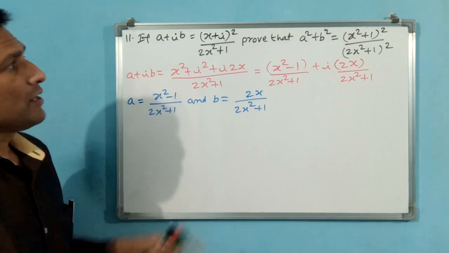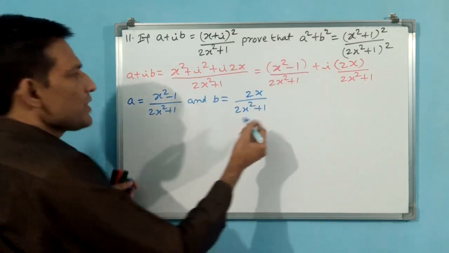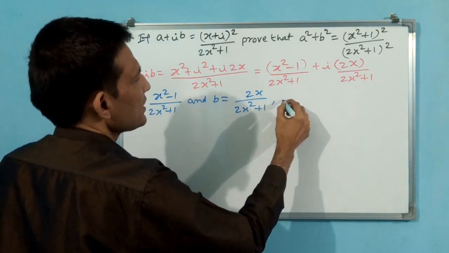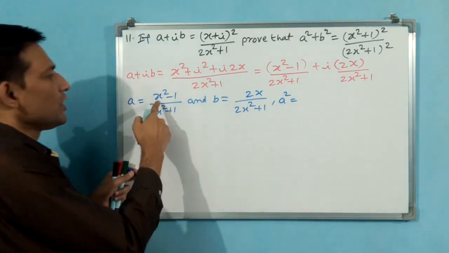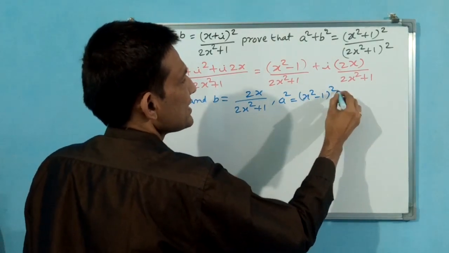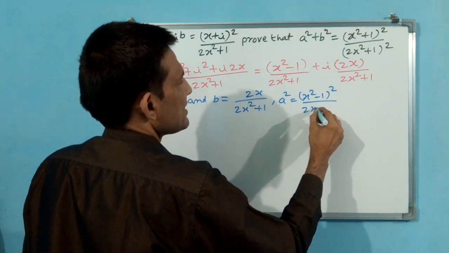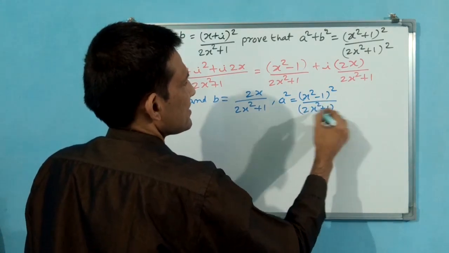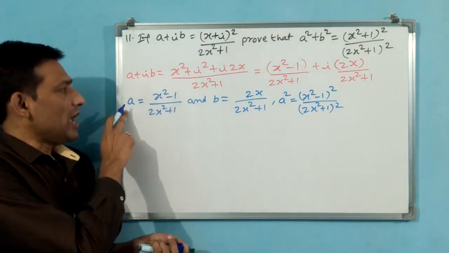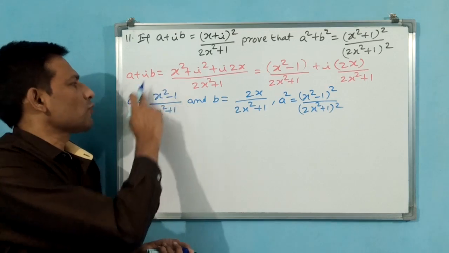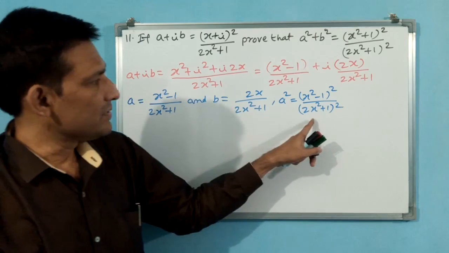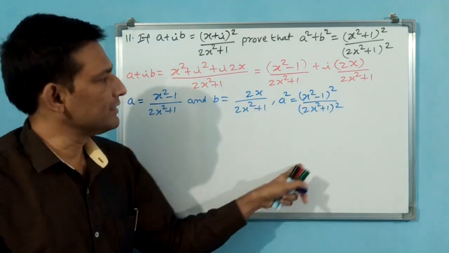Now what do you require? a square plus b square. At least you do a square here in this space. I don't know if we are able to do b square or not. a square you can do. a square is equal to, see, x square minus 1 whole square. Don't expand, you write first, then in the next line we will expand. Why does the denominator also have a square? Yes, you have to square both. a is this one. a square means total square will come. That means x square minus 1 whole square over 2x square plus 1 whole square. But this you don't expand, this we will expand in the next line.